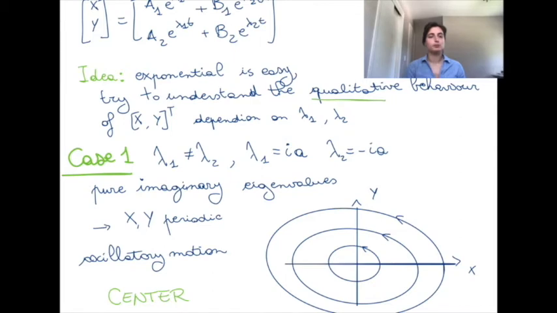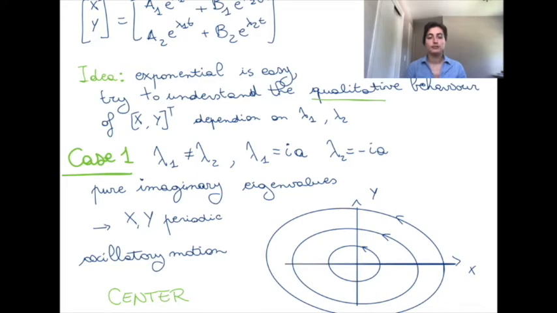So if we're able to write explicit solutions for capital X and capital Y as sums of two exponentials, then we can hope that the exponential is easy enough to understand the qualitative behavior of capital X and capital Y depending on lambda 1 and lambda 2. Qualitative means not exactly precise. Even though we do have a formula, what we're interested in is trying to have a hands-on understanding of what X and Y are undergoing. So let's look at the very first case for these lambda 1 and lambda 2.